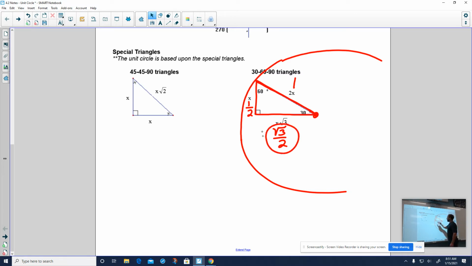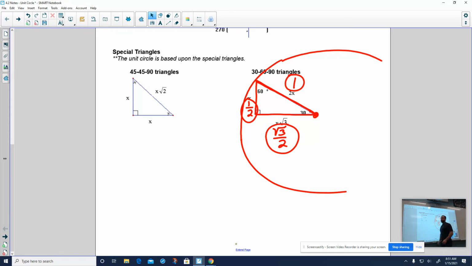These numbers you need to have memorized. In a unit circle, anytime you have a 30, 60, 90 triangle, the short leg is 1/2, the long leg is square root of 3 over 2, and the hypotenuse is always 1. That's always going to be the case in a 30, 60, 90.